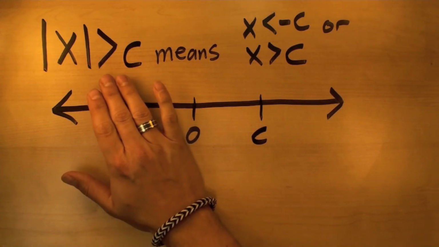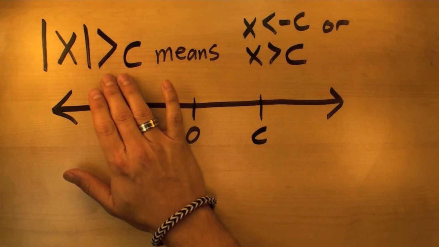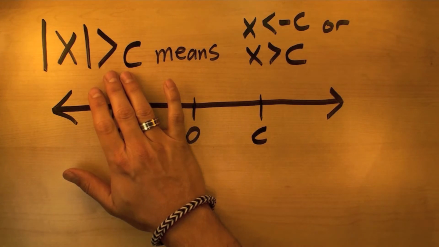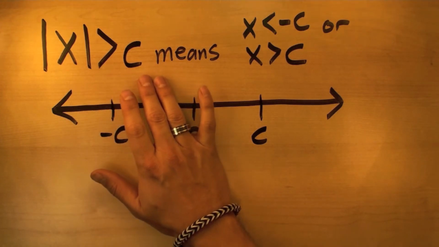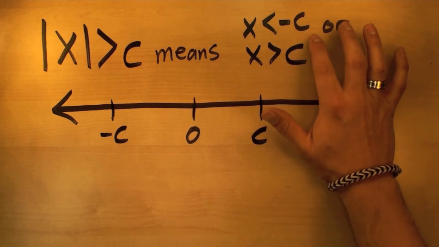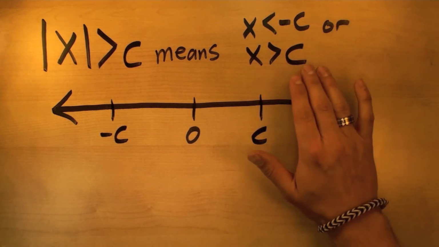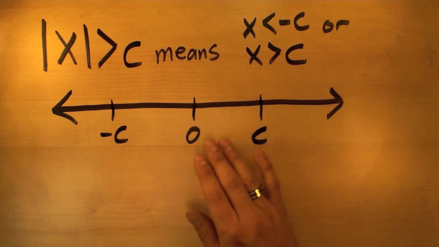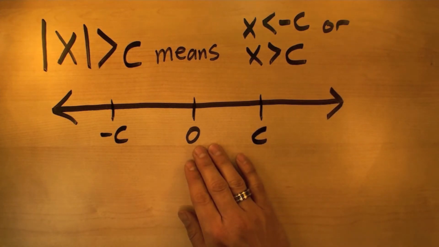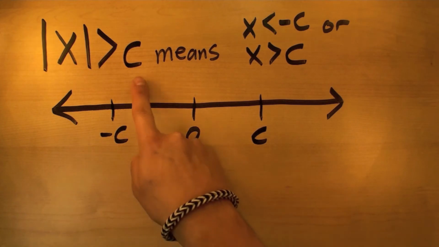So what about the case where the absolute value inequality is going the other direction? So here we have the absolute value of x is greater than c. Here we have a different interpretation. This means that x is less than negative c or x is greater than c. And if we look at the number line, we can understand why this is. The absolute value of x means we're looking for numbers whose distance from 0 is greater than c.